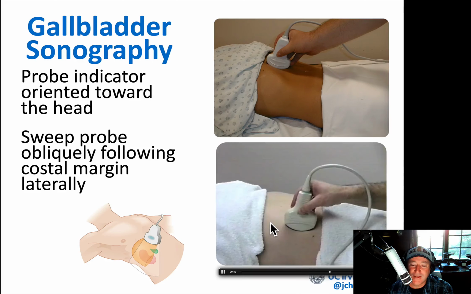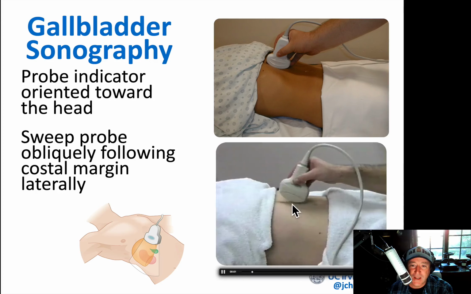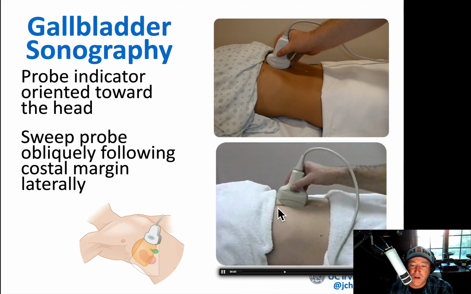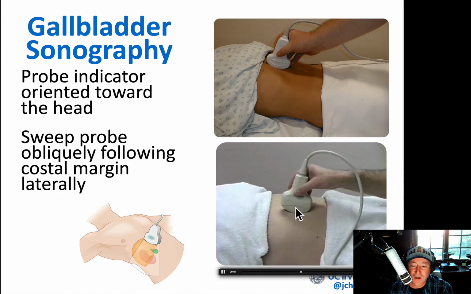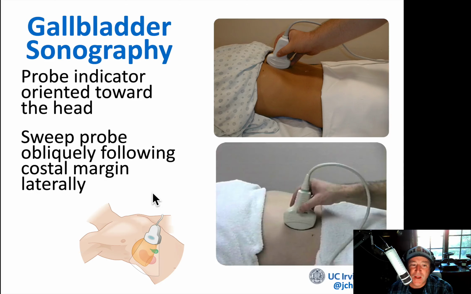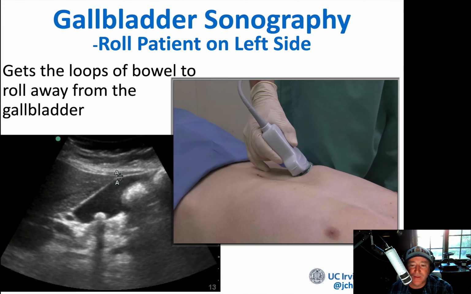And when they take that deep breath, that gets the gallbladder out from under the chest wall. And so when it gets the gallbladder out from under the chest wall, suddenly the ribs go away, and the gallbladder comes right to the probe. And so that's really important. Take a deep breath, okay? And then you should be able to see it as you sweep underneath that subcostal margin.